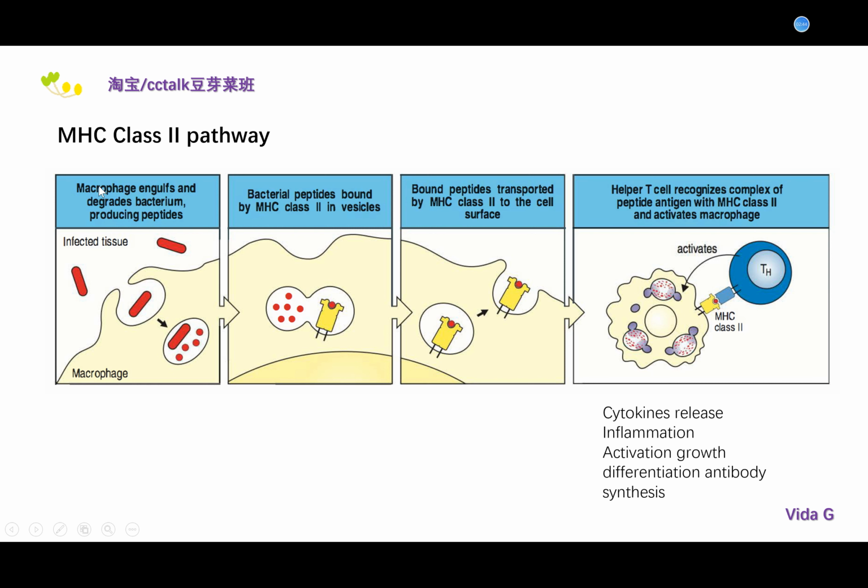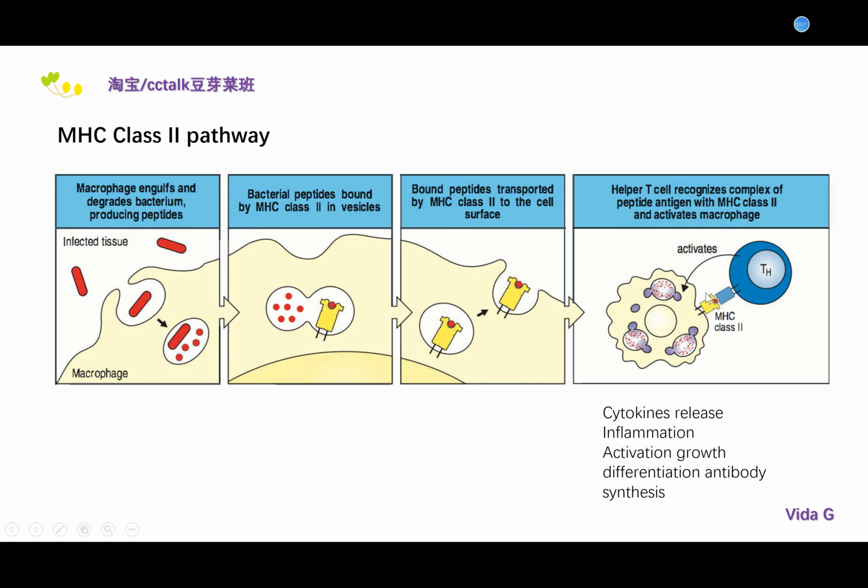So first, the macrophage or B cell engulfs and degrades the bacterium or virus, producing peptides. The peptides are originally part of the antigens on the bacterium or virus. And then the bacteria or virus peptide binds to the MHC class 2 in vesicles. And then the MHC class 2 molecule transfers the virus peptide onto the cell surface.